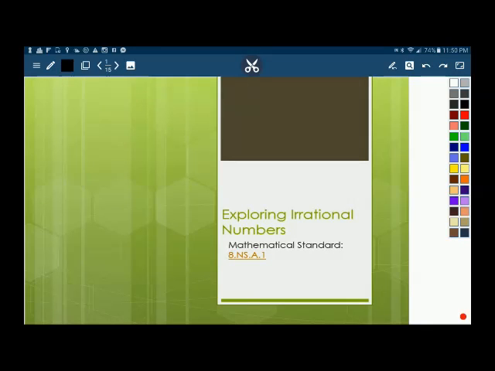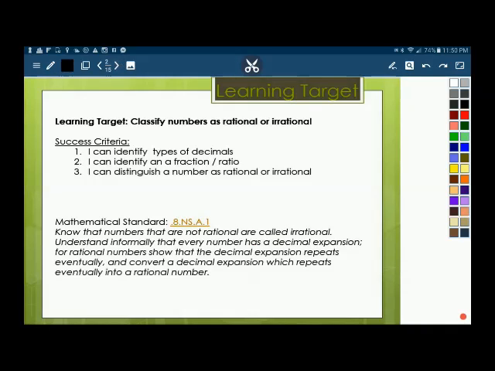And today we're going to be talking about irrational numbers. We're going to think about the word irrational, the root of the word irrational, and distinguish it between the word rational. Okay, so we're going to classify numbers as rational or irrational. I want you guys to think of the word irrational as being the same thing as not rational.